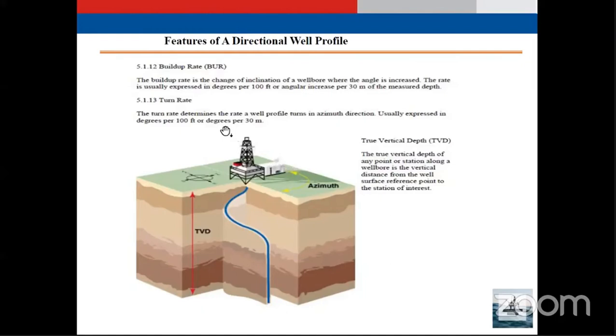What is the turn rate? The turn rate is the change in inclination or the change in azimuth per 100 feet. So I can turn right or turn left, I can turn up and turn down. This is called turn rate.